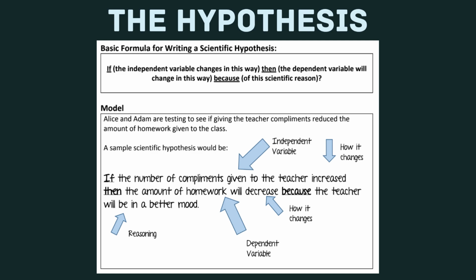So this is the key factor here. You can't just list the independent variable and the dependent variable. You have to tell me whether you think that the increase or decrease of the independent will cause an increase or decrease of the dependent. There has to be some kind of change that you're predicting here.